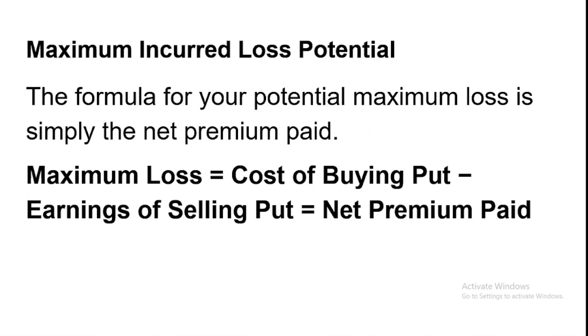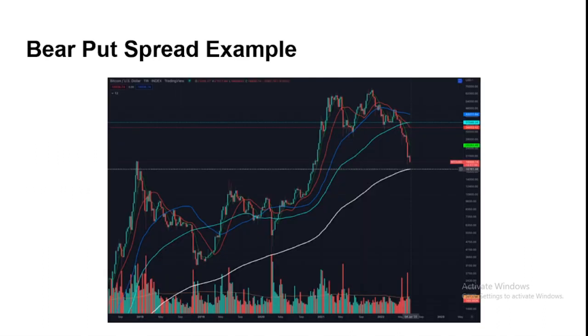So, maximum incurred loss potential. The formula for your potential maximum loss is simply the net premium paid. The maximum loss equals the cost of buying the put minus the earnings of selling the put, which equals the net premium paid. For the bear put spread example, here you can see that someone basically took a short when the moving average, the red one, crossed the blue one above here and held the position all the way to where the price is at currently.